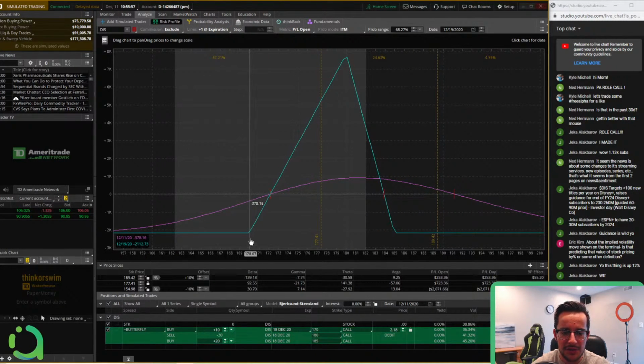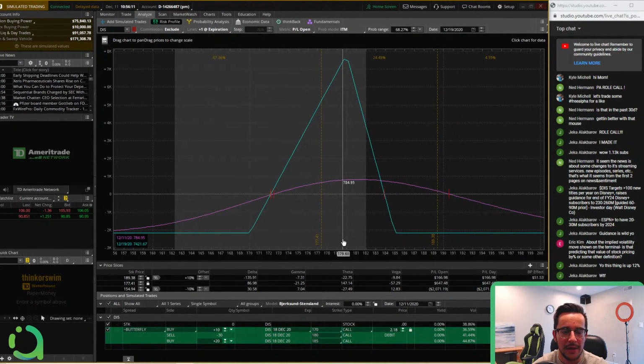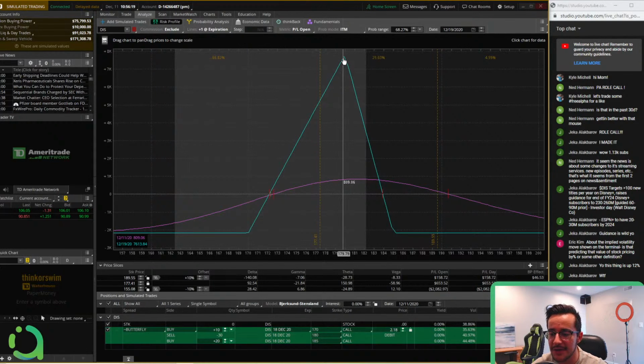So, right, Disney is trading at 170. Right, our expiration is 6 days from now. If Disney trends up to about 179 by expiration, we are going to make on this position a little over about $7,500.